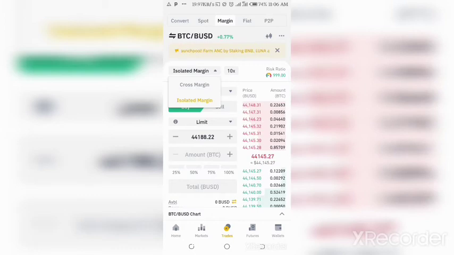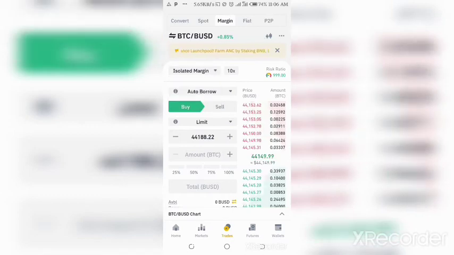Some percentage of it will be used up, because when it comes to margin trading, the liquidation price is at a certain percentage, which is not the case with futures. With futures, the entire account is used. So that is the difference between cross and isolated margin. I'm not going to go deep into it. For that, there are a number of videos on YouTube.